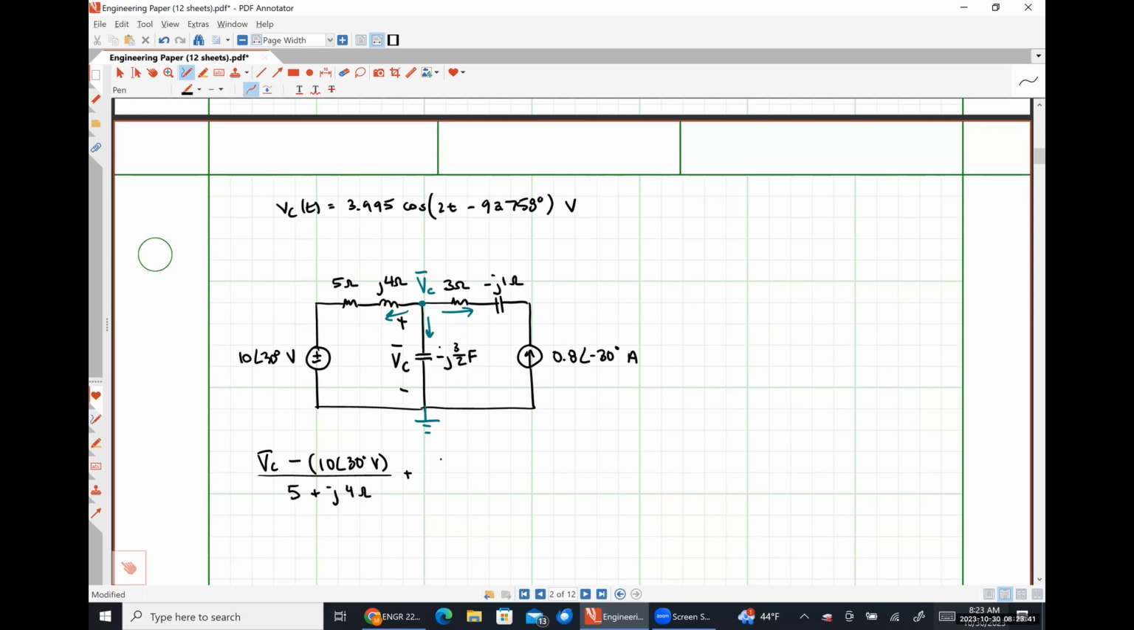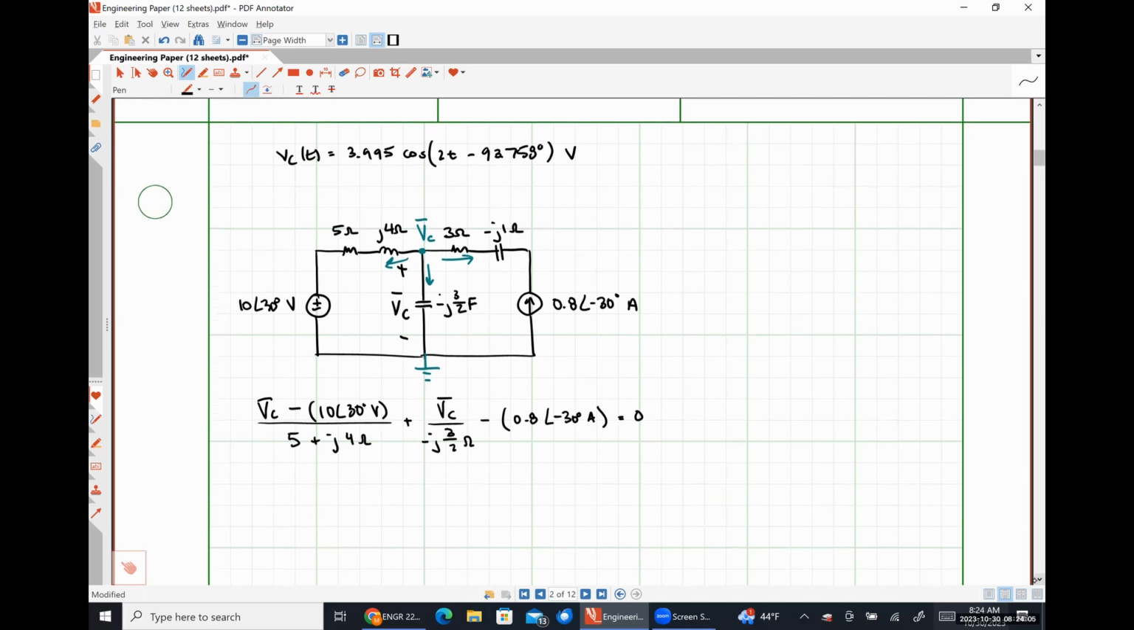Then I have my current flowing down, which is going to be VC divided by minus J 3/2 of an ohm. And then my current flowing to the right is going to be negative 0.8 angle negative 30 degrees amps. I'll set this equal to 0.